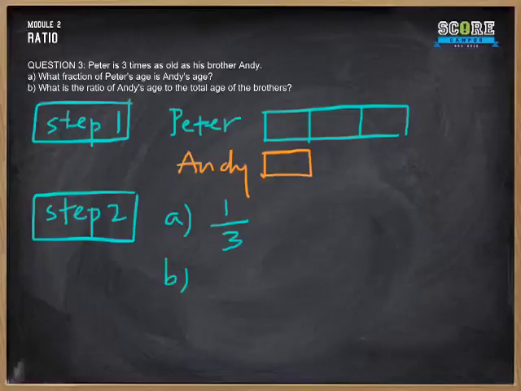Part B is this: the ratio of Andy's age to the total age of the brothers. So the ratio of Andy's age. Andy has got 1 box.